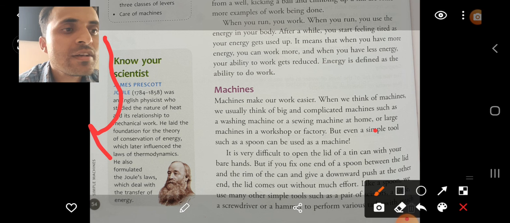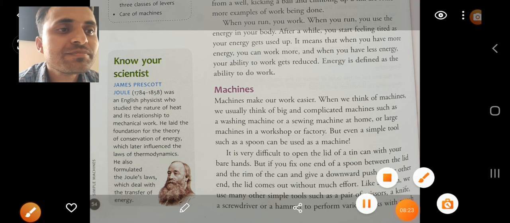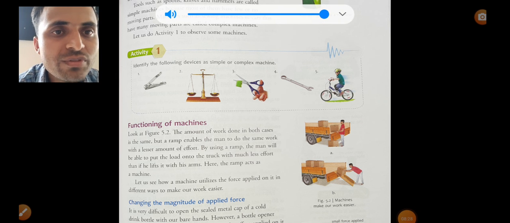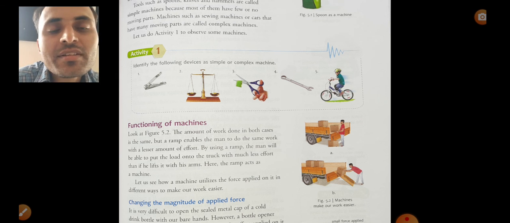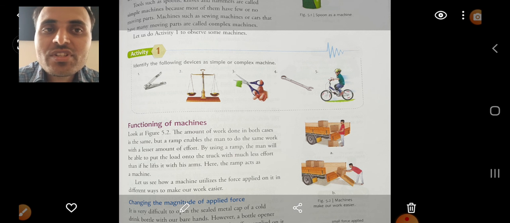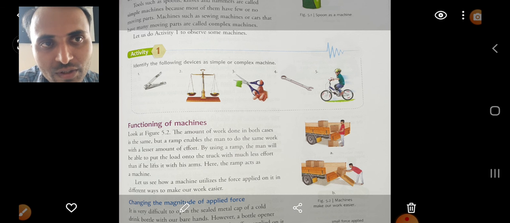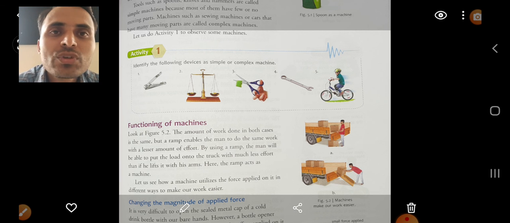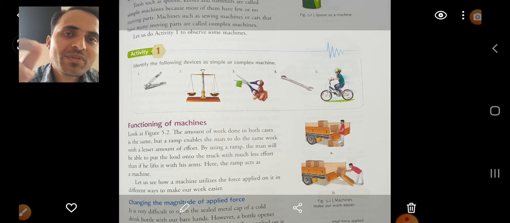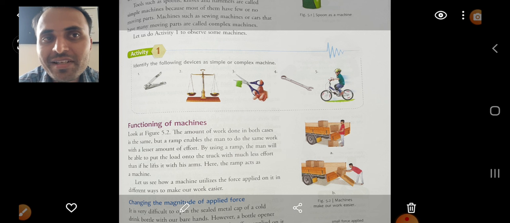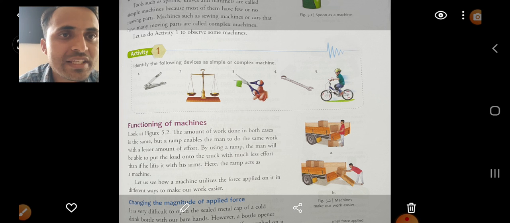Everybody, we have to move towards the next page. Now students, see Activity 1 which is given. You have to find out the names of the simple machines. Starting from the first, the first machine is the nail cutter. Second is the manually operated weighing machine. Third is the scissor. Fourth is the spanner, and the fifth one is the bicycle. But you have to classify the machines into simple and complex machines.